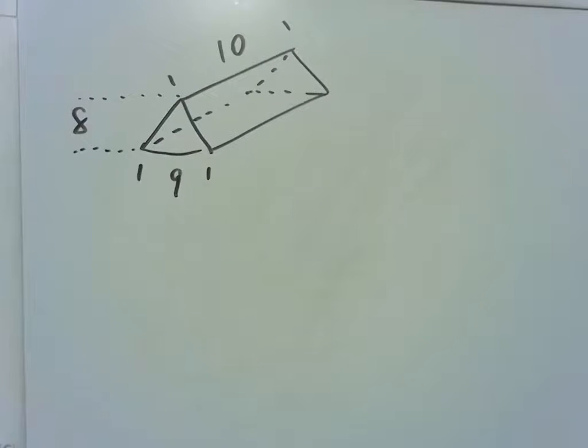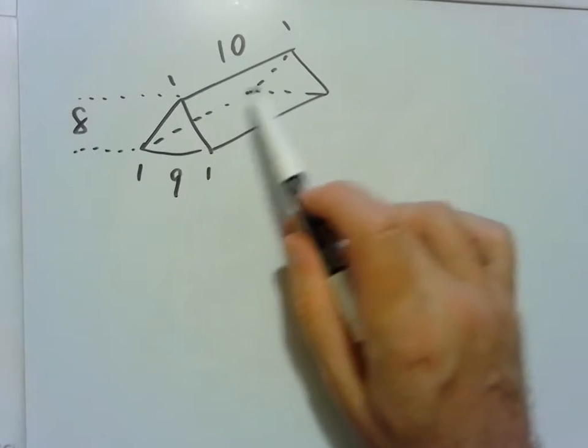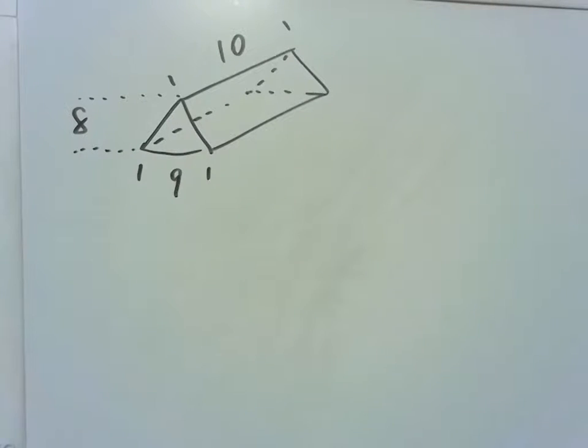Okay, let's play around with some volume here. I've got a tent, for all intents and purposes, a tent there. It is definitely a prism because we've got two shapes that are the same. That's the two triangles on either end, so it's clearly a triangular-based prism.